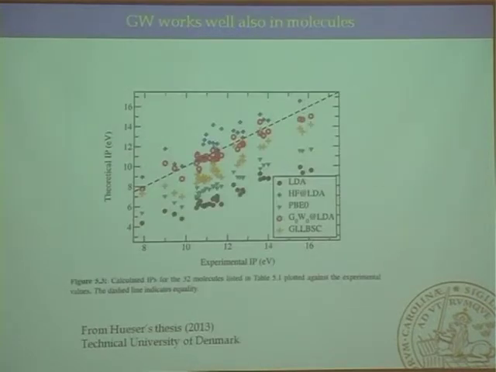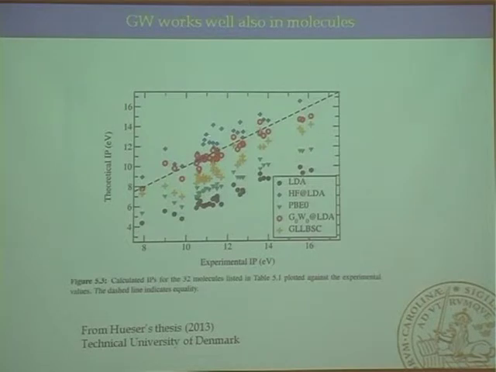Okay. So here are also comparisons for molecules. I think they're looking at the ionization potentials for a collection of 32 molecules, kind of standard molecules that are used in quantum chemistry. So again, here you see quite good agreement between the experiment and the GW.